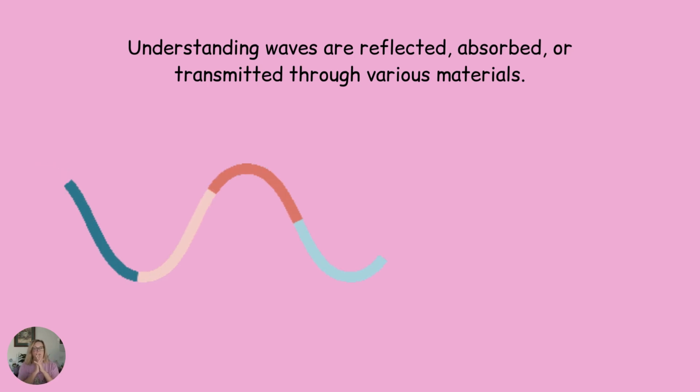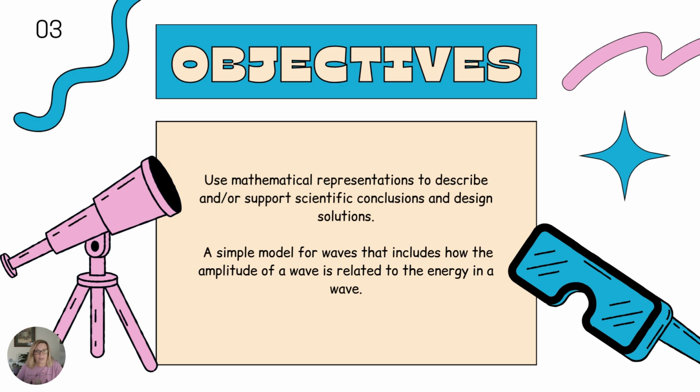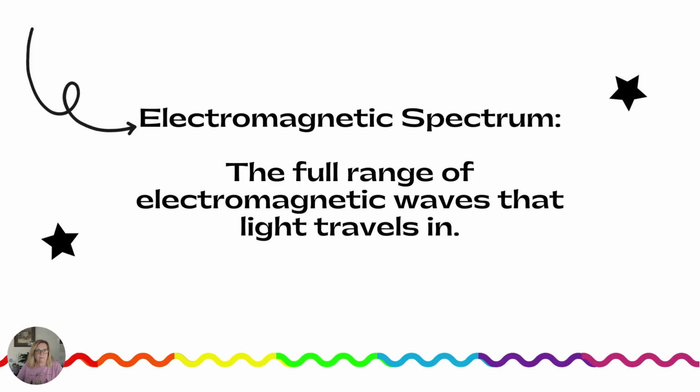And this is our standard. So understanding that waves now are reflected, absorbed, or transmitted through various materials. And materials mean solids, liquids, or gases. So that is also known as a medium. So the light waves in particular act differently through those different things, and so do sound waves. So we're going to take a look at how they react. And of course, we're going to look at all the vocabulary concerning a wave.